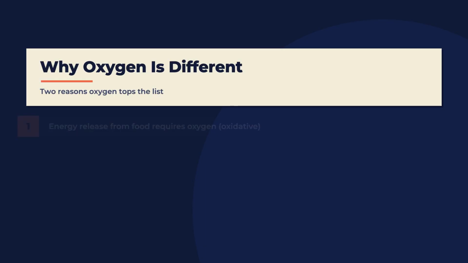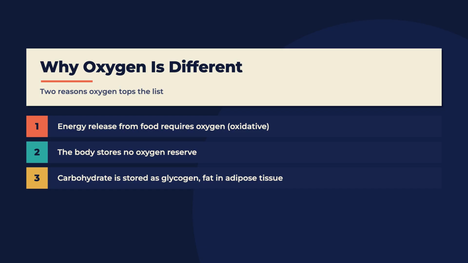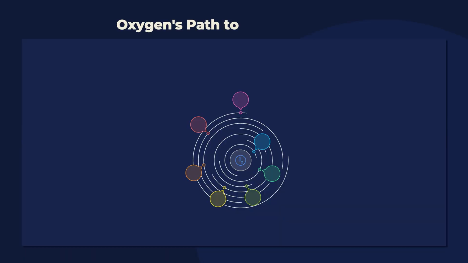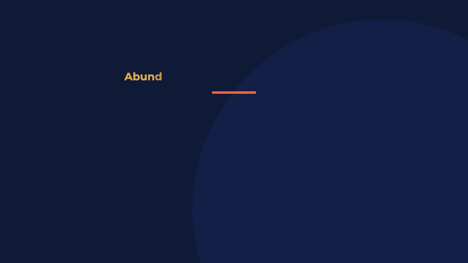Oxygen is special for 2 precise reasons. First, releasing energy from nutrients is an oxidative process, so nothing becomes usable energy without oxygen. Second, unlike carbohydrates stored as glycogen or fat stored in adipose tissue, the body keeps no oxygen reserve at all. It must arrive continuously. Inside the cell, oxygen combines with nutrients to release usable energy, a continuous chemical partnership with no stockpile to fall back on if the supply stops.